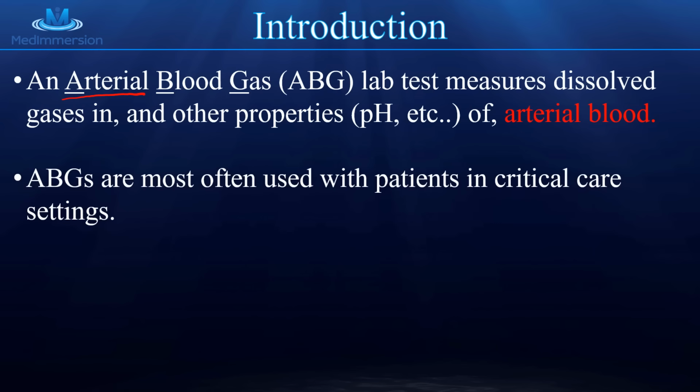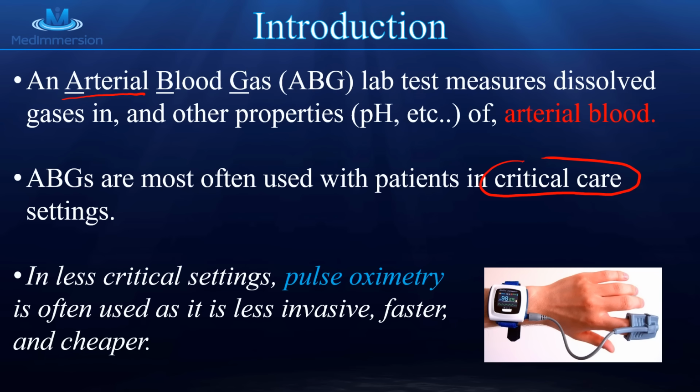It's for that reason that most oftentimes the ABG is used in critical care settings, like an ICU or somewhere like that, where a team has come in and gotten arterial access, which is more difficult than venous access. In less critical settings, like the clinic, the pulse oximetry is used more frequently, just because it's less invasive by far, it's faster, and definitely cheaper.